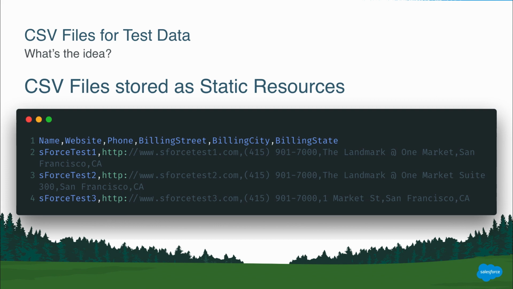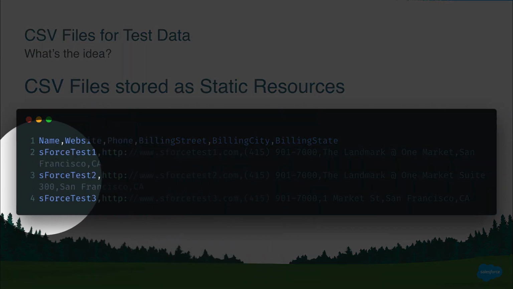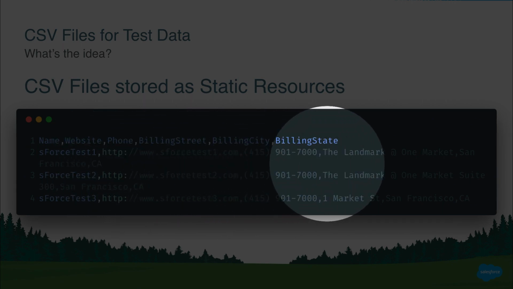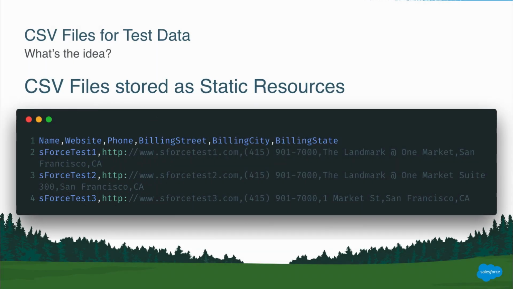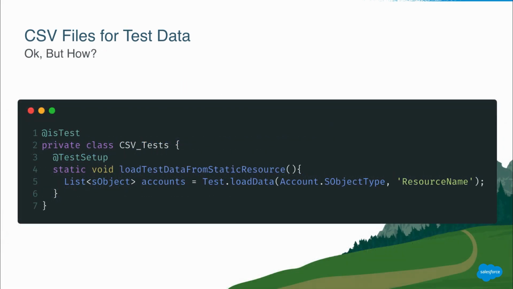You create a CSV as a static resource. You put it up in your org as a static resource. And you'll see here that I don't have anything special going on. I just have the name, website. These are accounts, right? And what I'm going to do then is that since I have it as a static resource, I'm going to be able to reference it in my code.